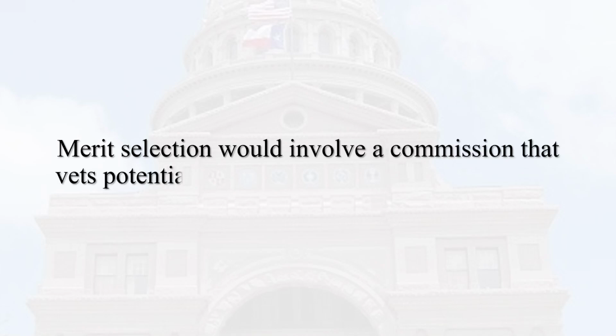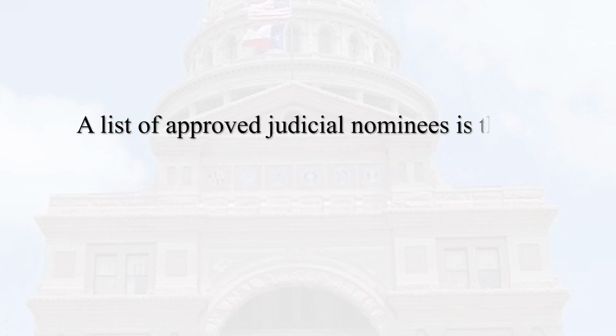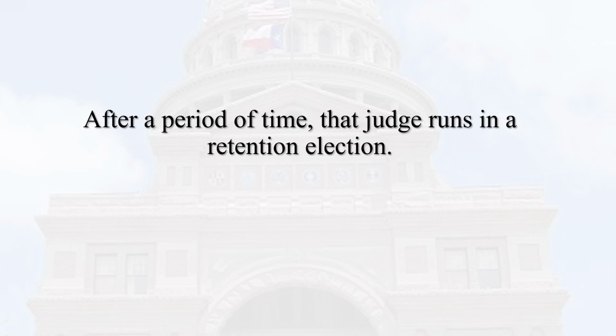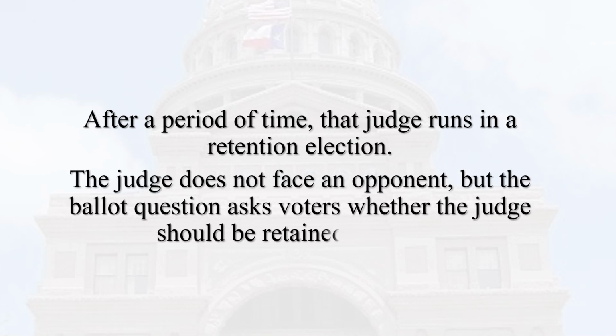Merit selection would involve a commission that vets potential judges based on their character and temperament. A list of approved judicial nominees is then presented to the governor, who appoints one as a judge. After a period of time, that judge runs in a retention election. The judge does not face an opponent, but the ballot question asks voters whether the judge should be retained in office, basically yes or no.